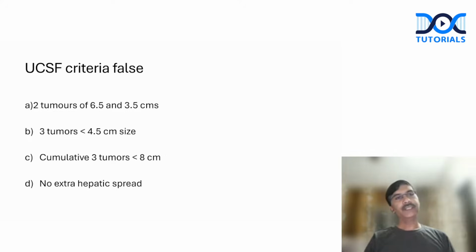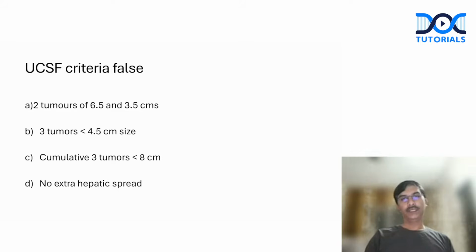University of California, San Francisco, or UCSF criteria: all among the following is true, except. Options include two tumors of size 6.5 and 3.5 centimeters are well within the criteria of UCSF for liver transplantation. Three tumors, each 4.5 centimeters or less. Cumulative of three tumors should be less than 8 centimeters, and there should not be any extrahepatic spread. The last three are criteria for UCSF.